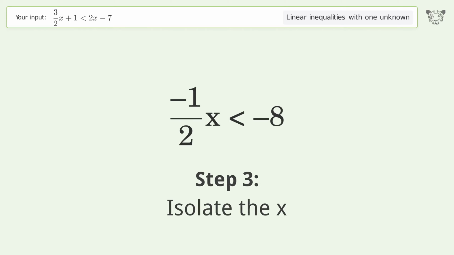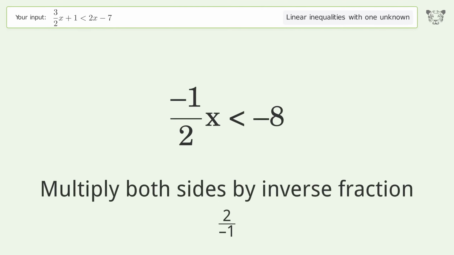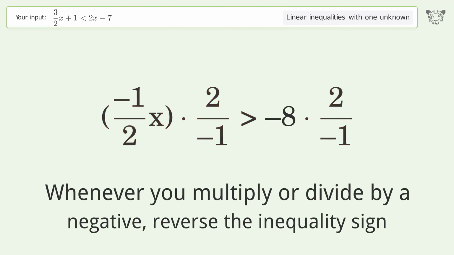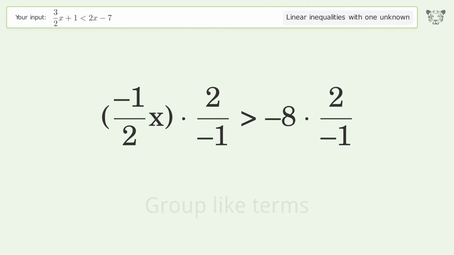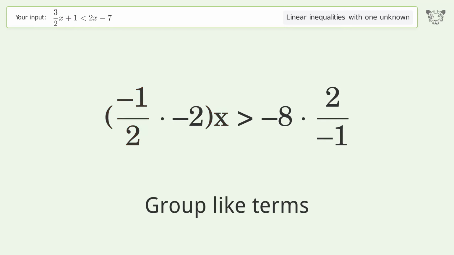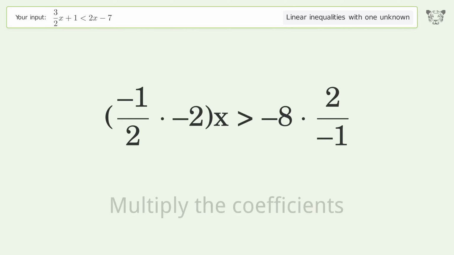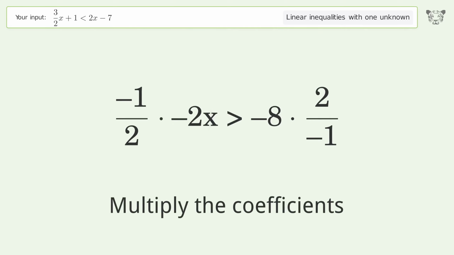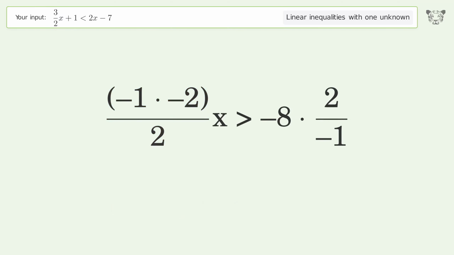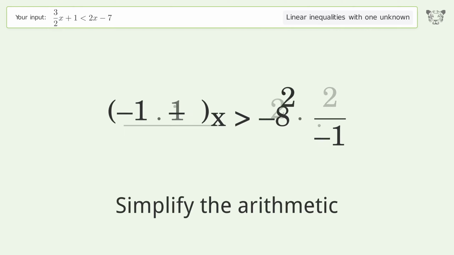Isolate the x. Multiply both sides by inverse fraction 2 over -1. Whenever you multiply or divide by a negative, reverse the inequality sign. Group like terms. Multiply the coefficients. Simplify the arithmetic.